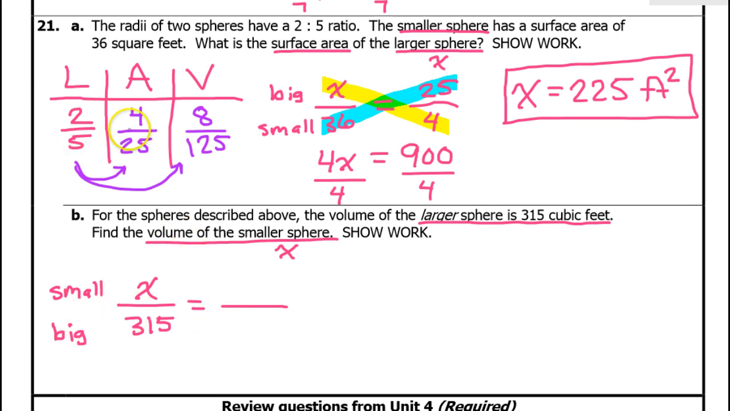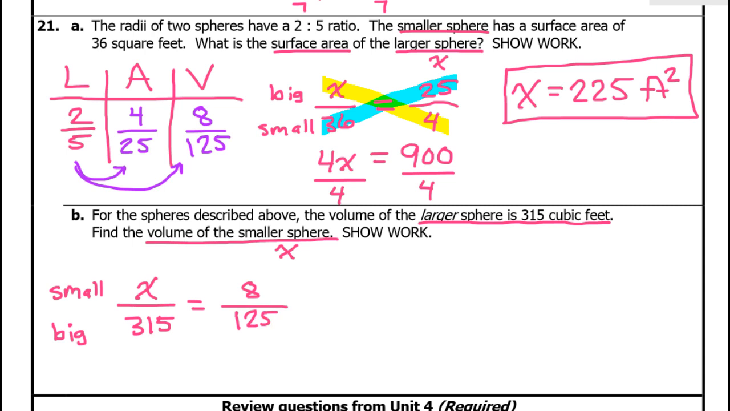Now, which one of these scale factors am I going to use this time for the other fraction? Well, we are looking for the volume of the smaller sphere. So we're going to use the volume scale factor. So will I do 8 over 125 or will I do 125 over 8? We're doing small over big, so we're going to just leave it as 8 over 125.